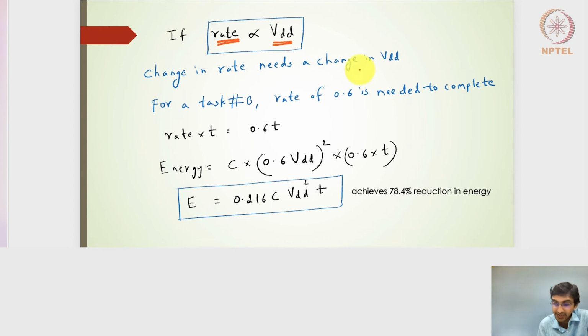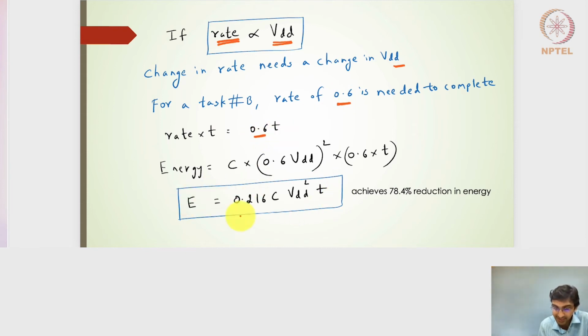So change in the rate needs a change in the VDD. If we can configure that way, then for example, task B, a rate of 0.6 is needed to complete. What it really means is I need 6 switching in 10 seconds. Let's say that is an example. Then I can have this 0.6 rate multiplied by time t.